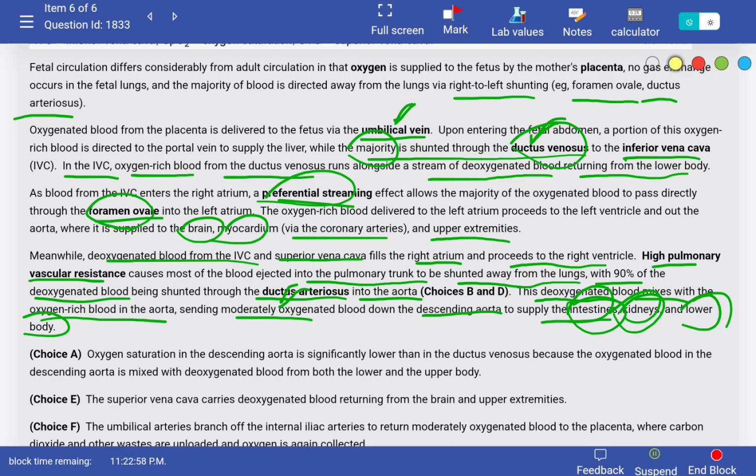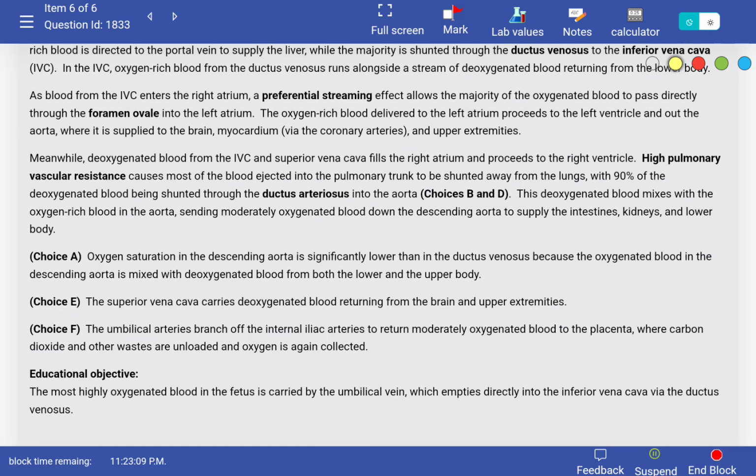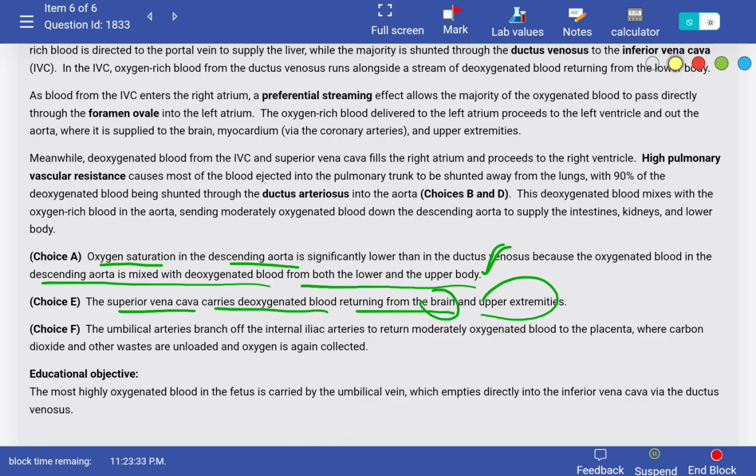Why not the other options? Why not option A? Oxygen saturation in the descending aorta is significantly lower than in the ductus venosus, because the oxygenated blood in the descending aorta is mixed with deoxygenated blood from both the lower and upper body. This is important. The superior vena cava carries deoxygenated blood returning from the brain and the upper extremities.